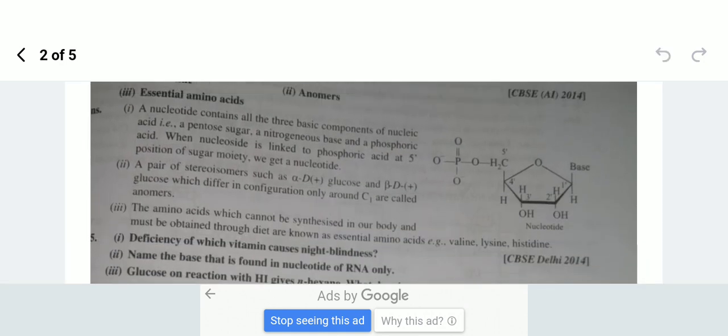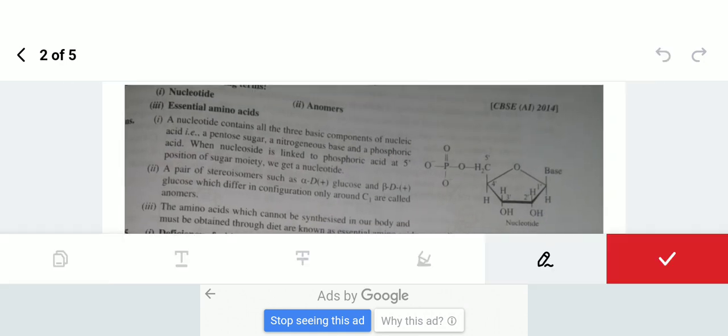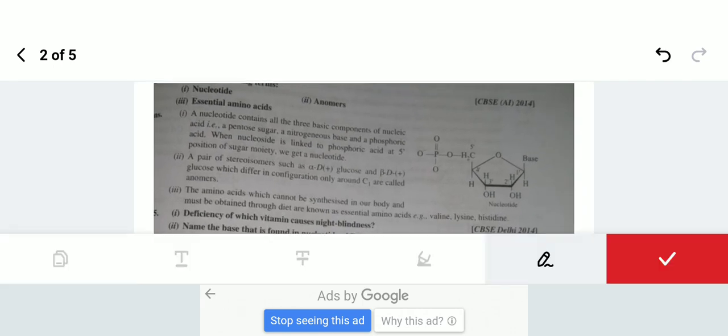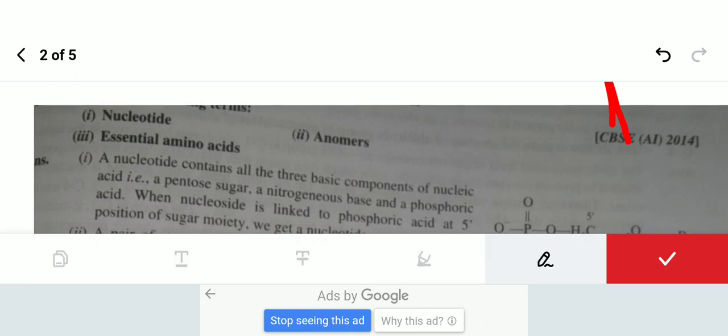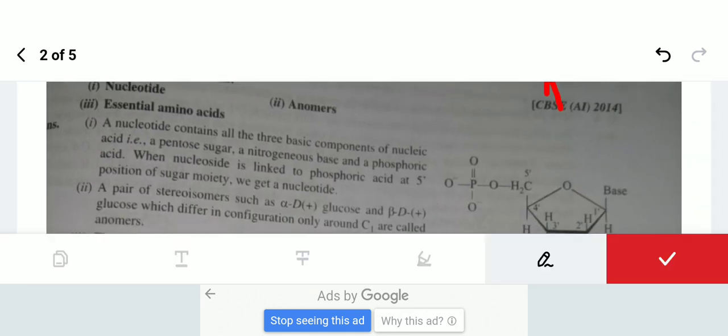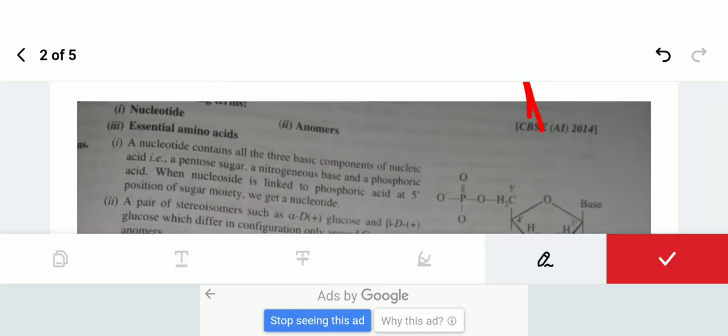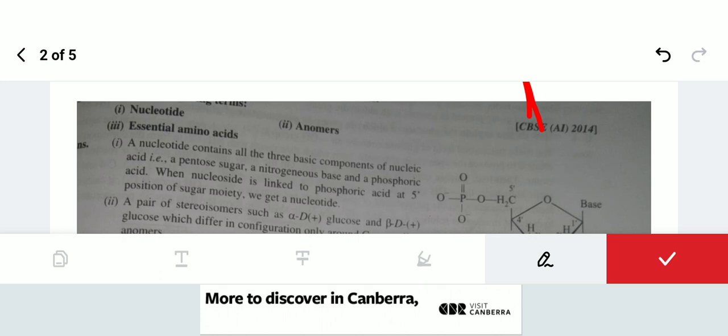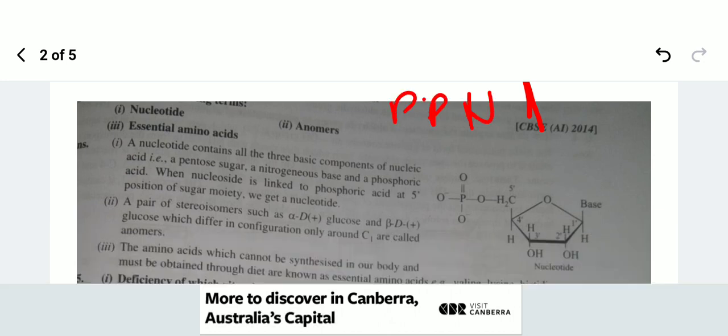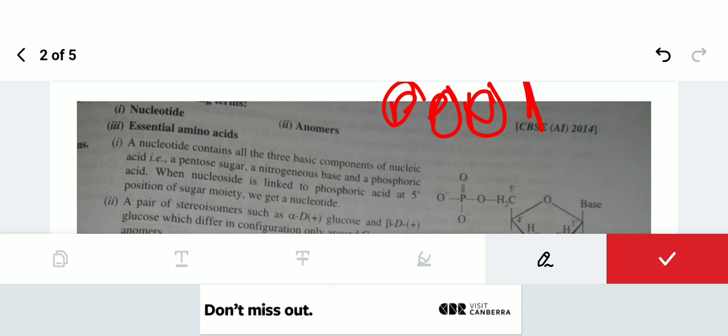Now next question: what do you mean by a nucleotide? A nucleotide has all three basic components of a nucleic acid: pentose sugar, phosphoric acid and nitrogenous base. When a nucleoside is linked to phosphoric acid at the 5' position of the sugar moiety, we get a nucleotide. We need to know the three things it contains: phosphoric acid, pentose sugar, and nitrogenous base. So PPN. It contains these three things.